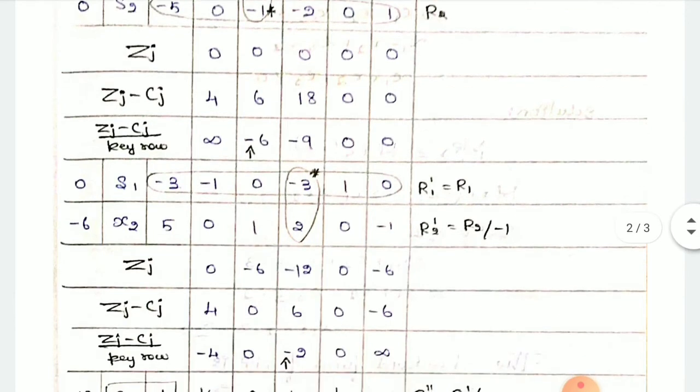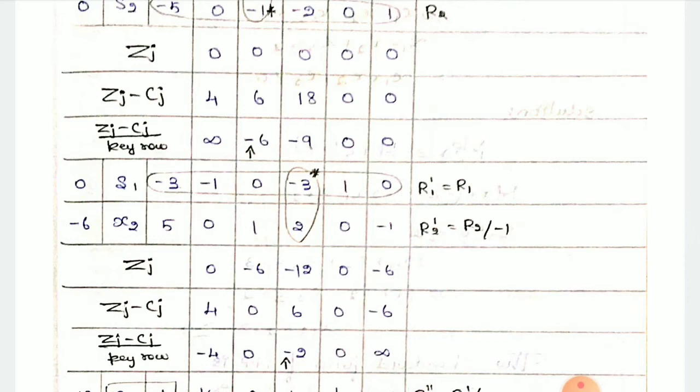First you have to write the basic variable values, so S1 and x2. Now we have to come with the coefficient. S1 coefficient is 0, x2 coefficient is minus 6. The next we have to come with the formula, that is R2 dash is equal to R2 divided by minus 1. So R2 divided by minus 1 means throughout you have to change the sign.